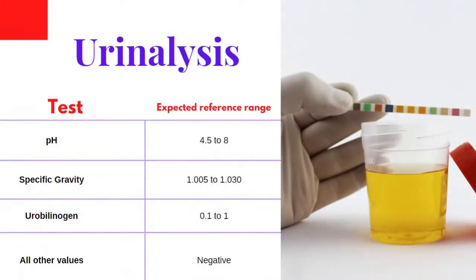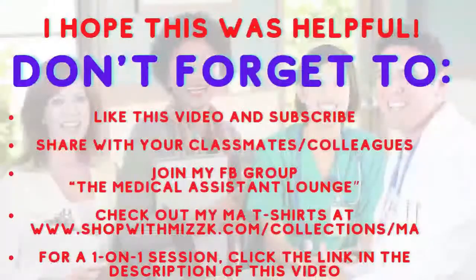Now, urinalysis pH should be between 4.5 to 8. Specific gravity is 1.005 to 1.030. Urobilinogen is 0.1 to 1. And then any other values that you see there should be negative, like your glucose, ketones, protein, all of that. You want that to be negative.